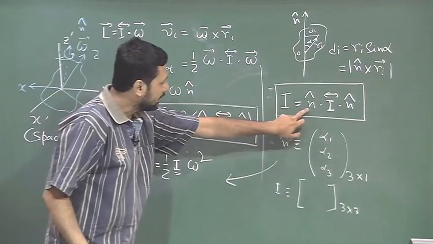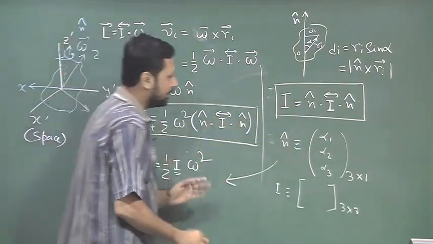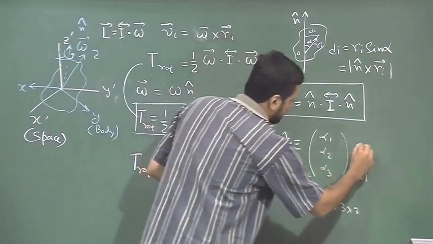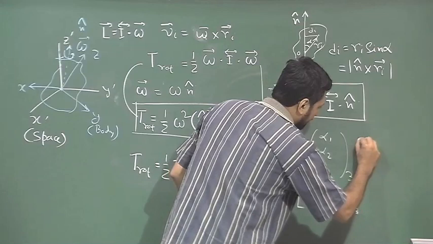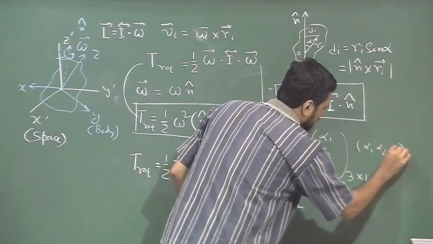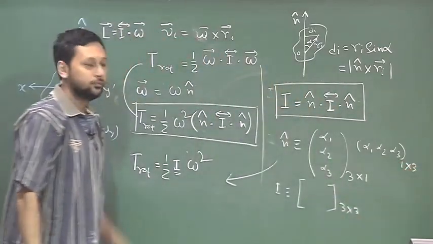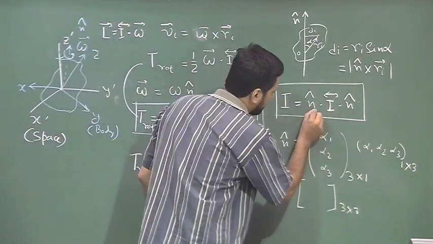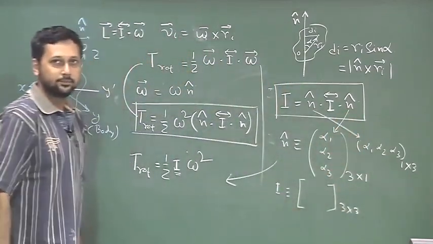And when we operate from the left hand side, it becomes not a 3 cross 1 matrix in this form, but a matrix in this particular form. So, it will be a 1 cross 3 matrix if we operate it from the left hand side. So, this one is this and this one is this, right.